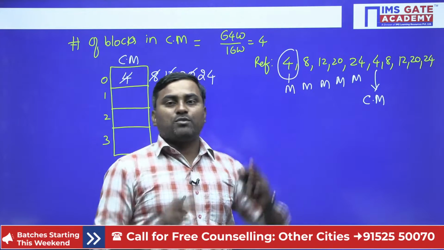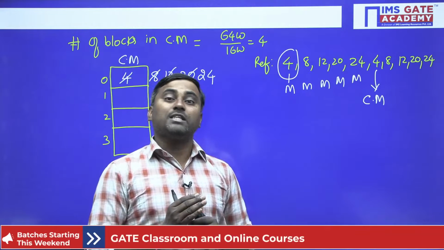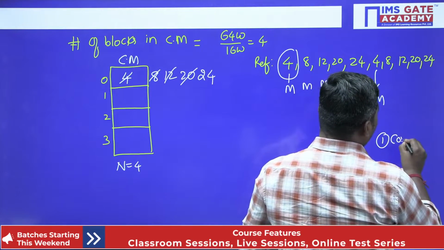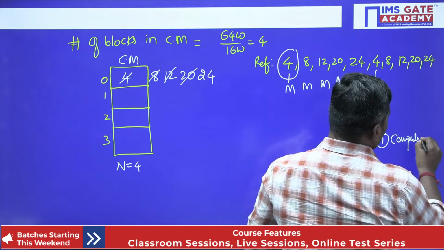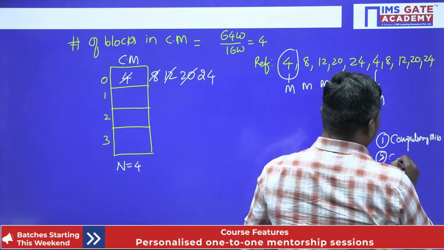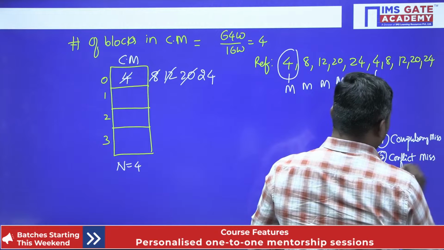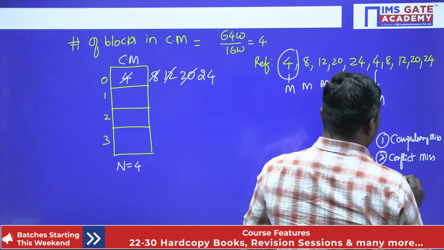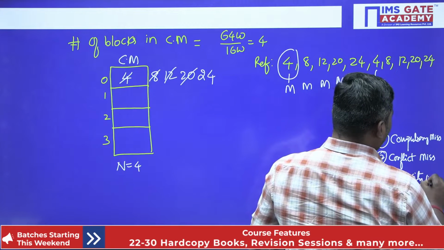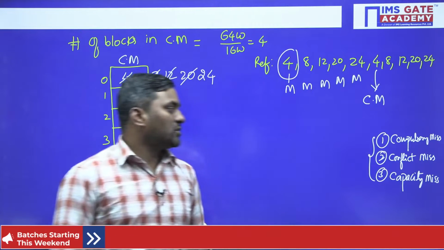There are 3 types of misses. One is the compulsory miss, one is the conflict miss, and one is the capacity miss. I am writing here: one is the compulsory miss. Second one is the conflict miss. I hope you understand. Third one is the capacity miss. So there are 3 types of misses: conflict miss, compulsory miss and capacity miss.